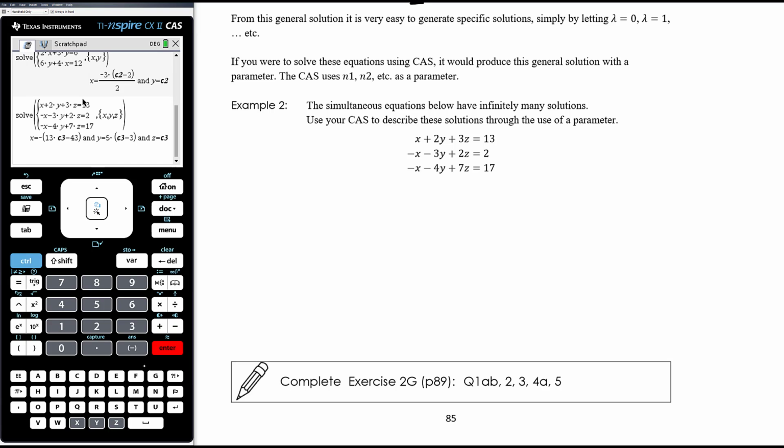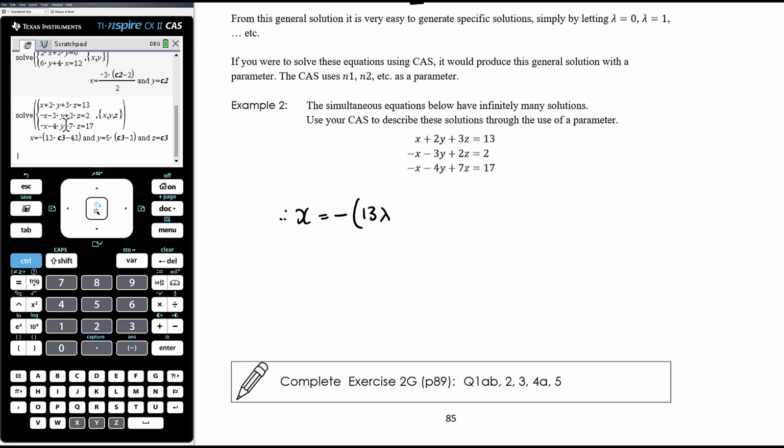Enter. So it tells us that x is equal to negative, now I'm going to write it out as the CAS writes it, but then I'm going to write it the way a human would write it. Negative 13, we'll replace the C3 with lambda. Now it used C3 in this equation just because it used C2 in its previous solution. It's distinguishing that the parameter I'm using here is different to the one in the previous question, but the 3 doesn't mean anything. It's not 3 times C or anything. It's just the third C variable.